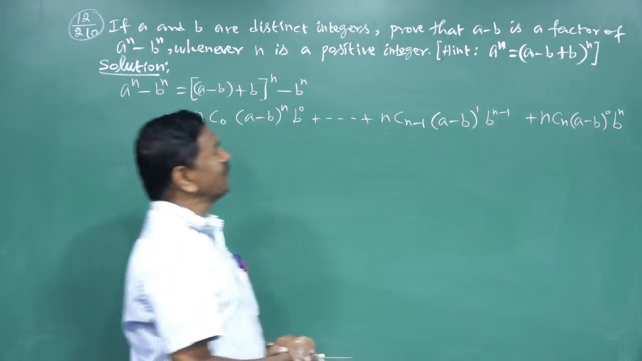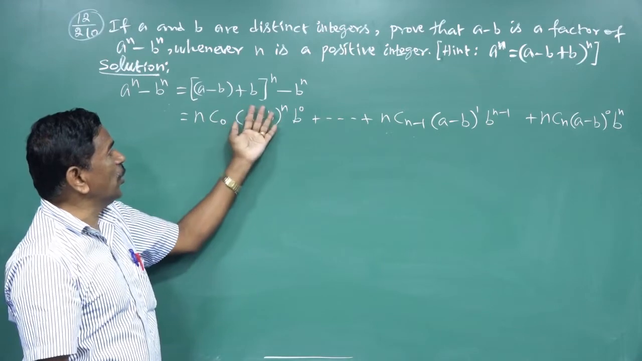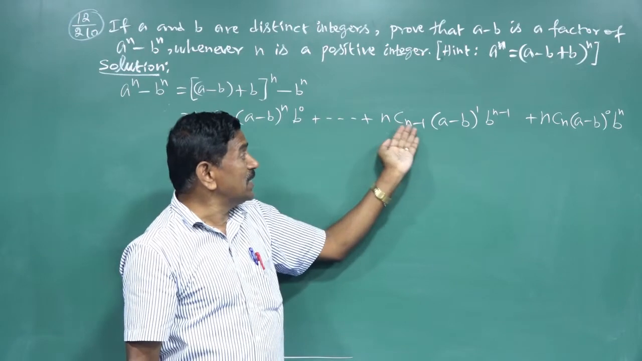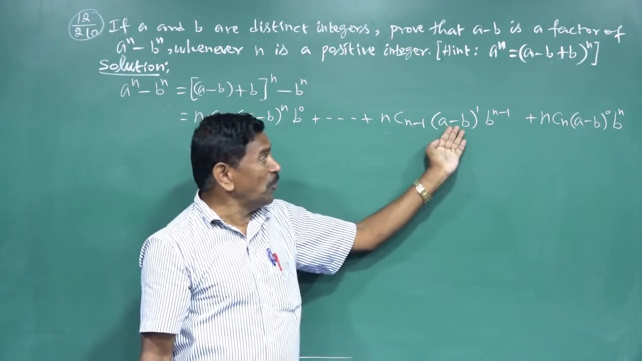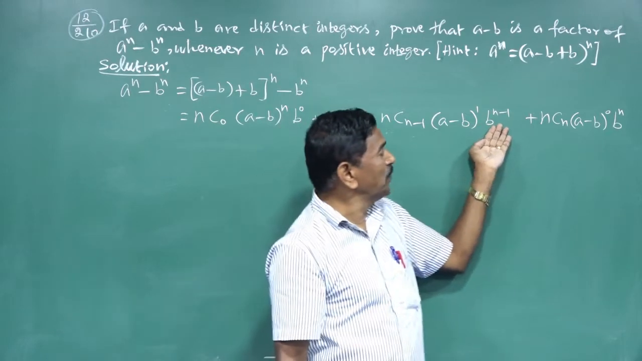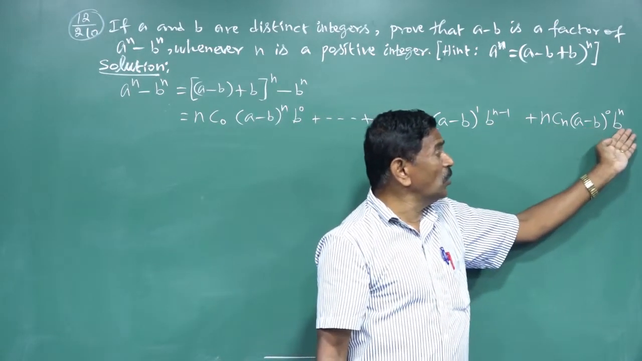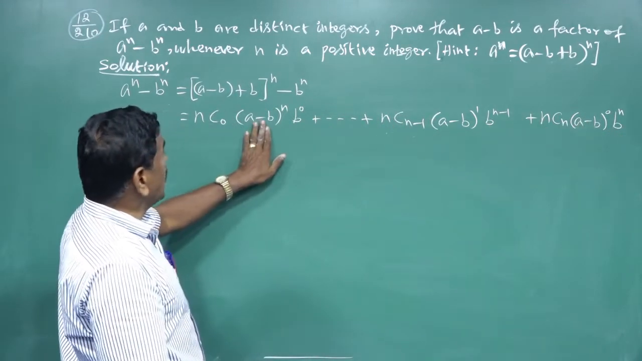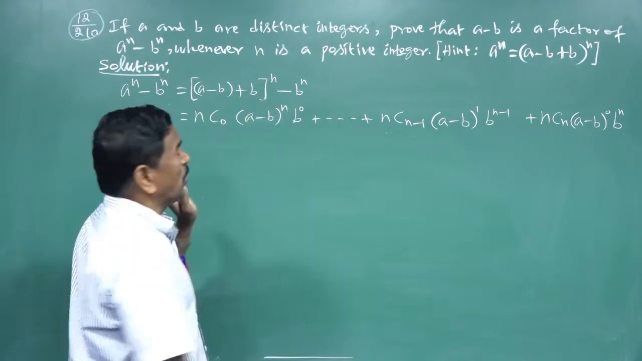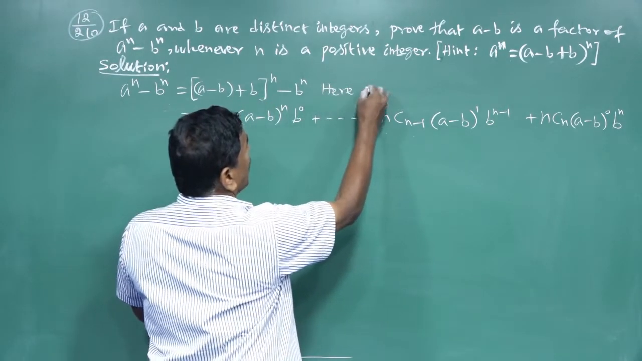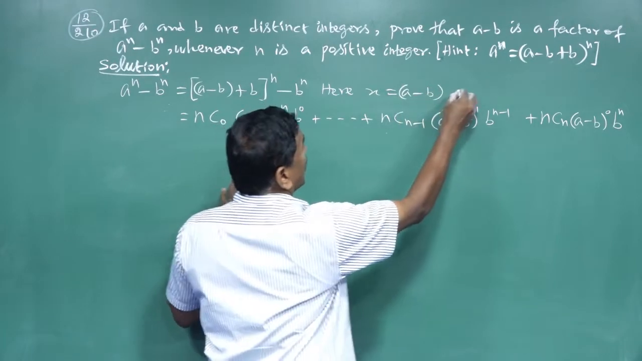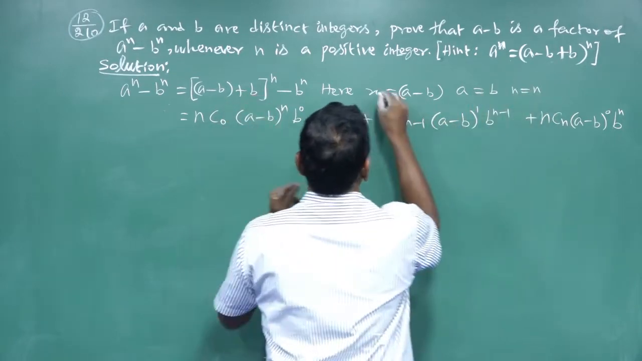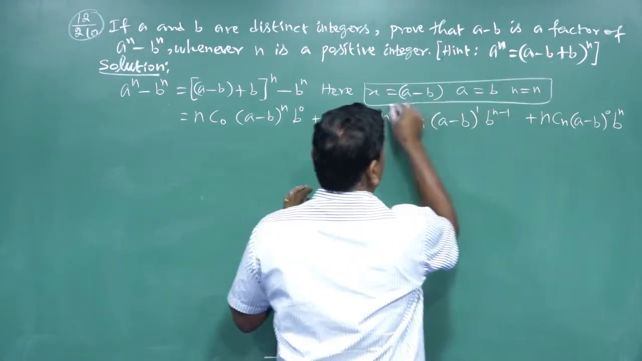That's all. Okay, listen again. nC0 into x power n into a power 0 plus etc. plus nC(n minus 1) x power 1 into a power n minus 1 plus nCn into x power 0 into a power n. That is the formula. But here x is equal to a minus b, a is equal to b, and n is equal to n. And the formula we are keeping in mind itself.